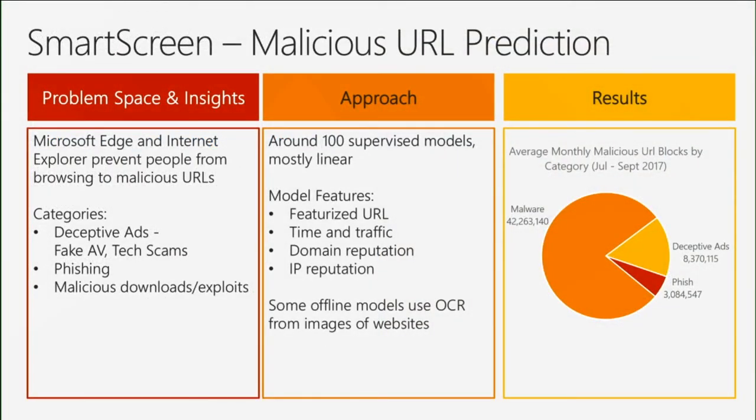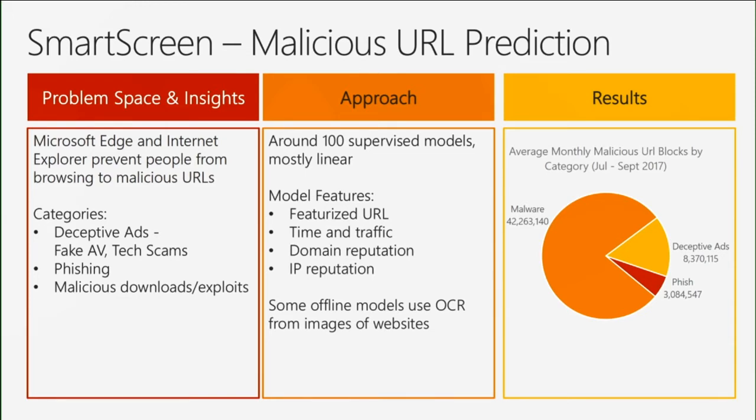So again, the three different categories for malicious URL prediction are deceptive ads, phishing, and malicious downloads and exploits. We've got around 100 mostly supervised models. These are generally linear models, very fast, performant models. From a feature perspective, we look at parts of the URL. We look at time and traffic, domain reputation, IP reputation.